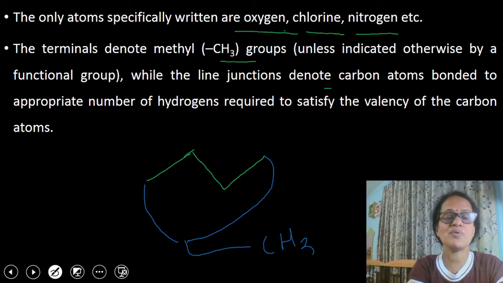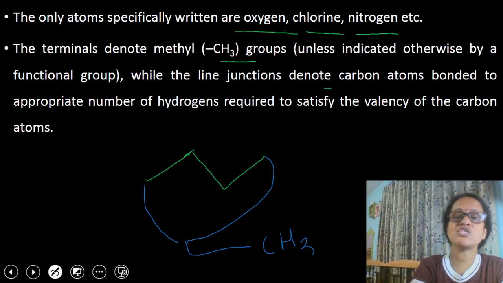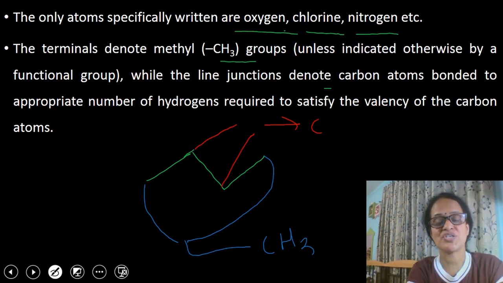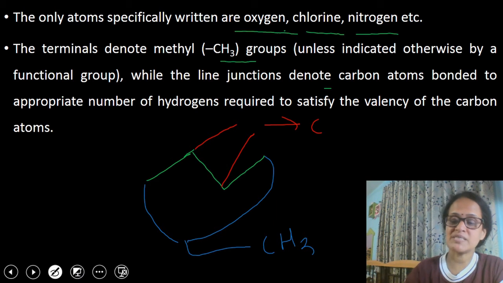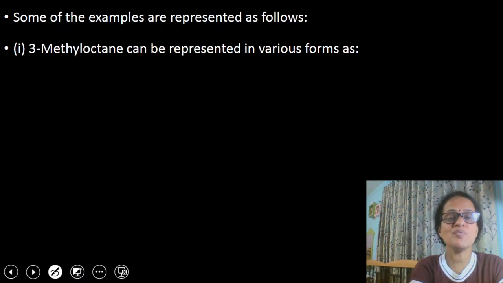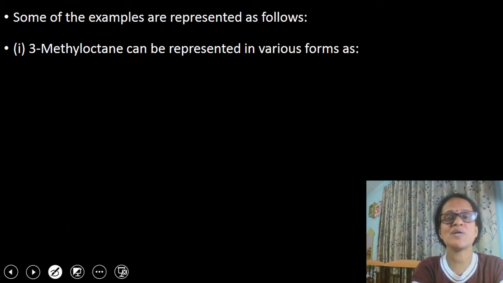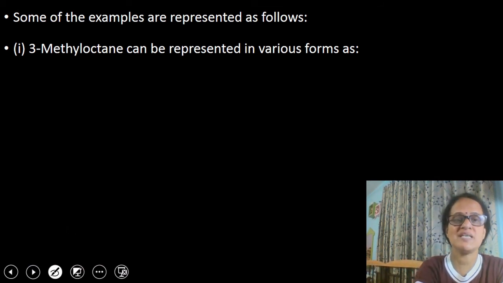One more point: the line junctions, like this is a junction and this is a junction. The line junctions represent the carbon atoms which are bonded to the appropriate number of hydrogen atoms required to satisfy the tetravalency. I hope this point is clear to you. Some examples are represented as follows. 3-methyl-octane can be represented in various forms. First of all, 3-methyl-octane means we have a chain of 8 carbon atoms.